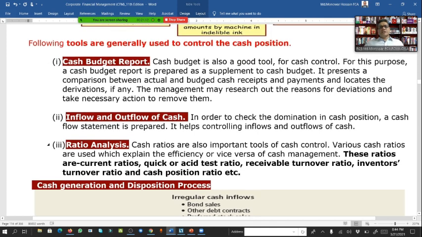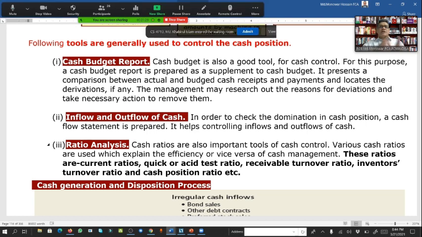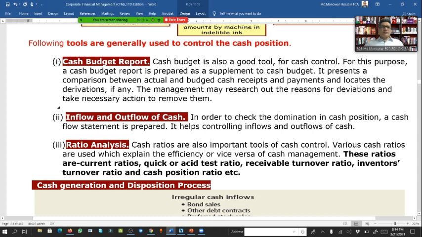This is the main point for the control, and the following tools are generally used for control of the cash position. Cash budget report. A cash budget report is also a good tool for cash control. For this purpose, a cash budget report is prepared as a supplement of the cash budget. It presents a comparison between the budget and actual cash received and payments, etc. So here, inflow and outflow of cash should be managed and recorded, and in order to check the cash position, a cash flow statement is prepared. It helps in controlling inflow and outflow of cash.